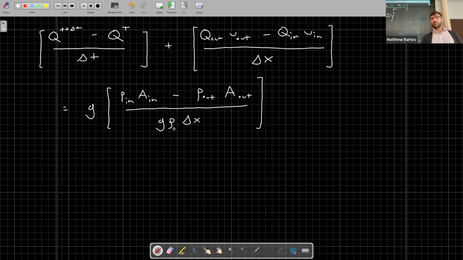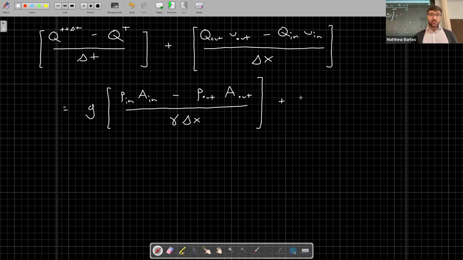So what is the acceleration due to gravity times the density? It's another term. I heard someone whisper it. Heard someone say the correct answer. Specific weight. Very good. So we can replace that g rho by the specific weight.